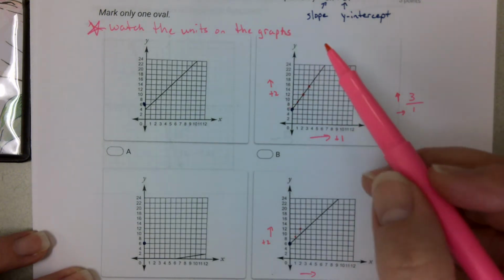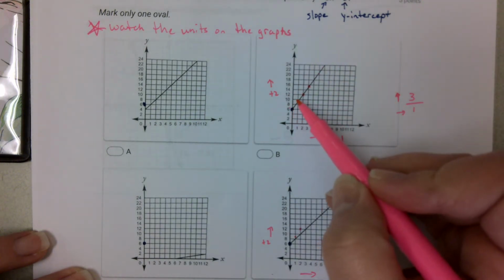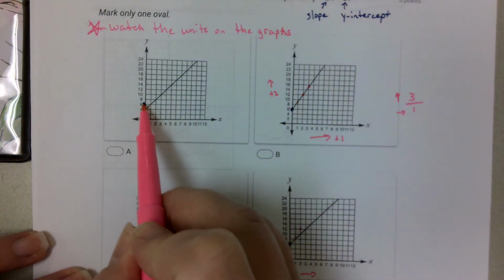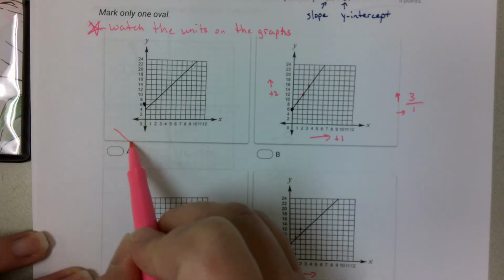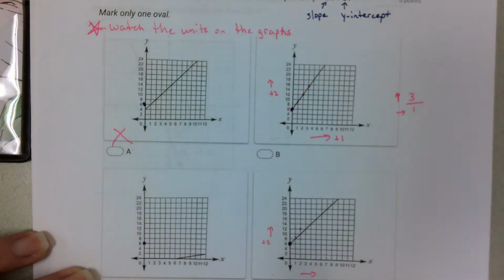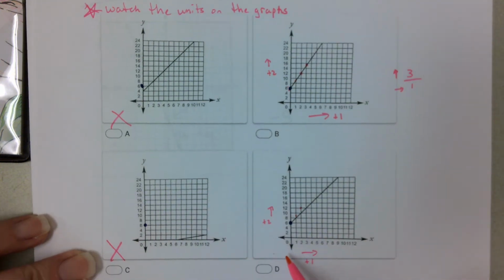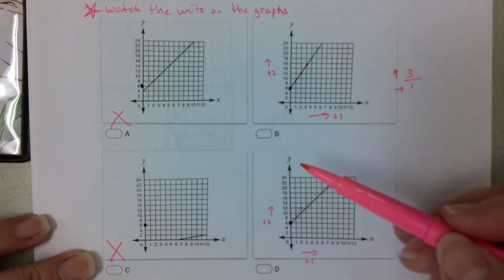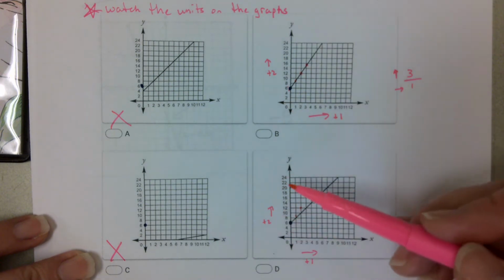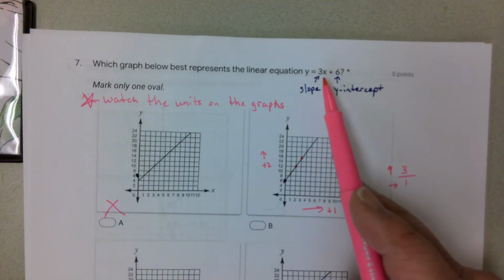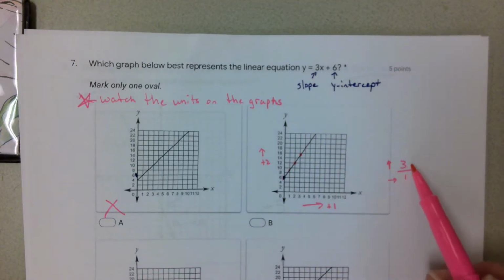So I had to identify the y-intercept. So 6, this one can't be correct because it doesn't have the correct y-intercept. This one does. This one does not. And D has the correct y-intercept. So at this point here, I'm looking at B and D. Now I'm going to use my slope or my rise over 1, which is 3 over 1. So we're going to rise 3 and run 1.